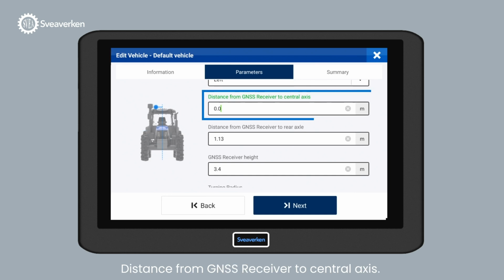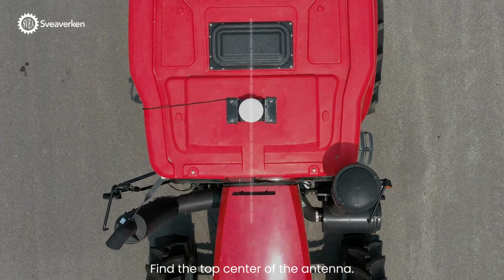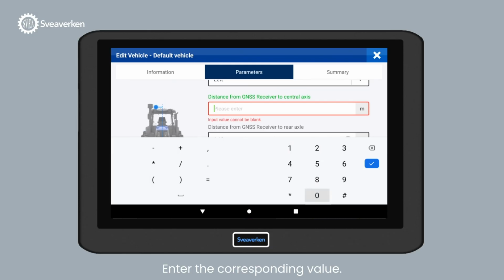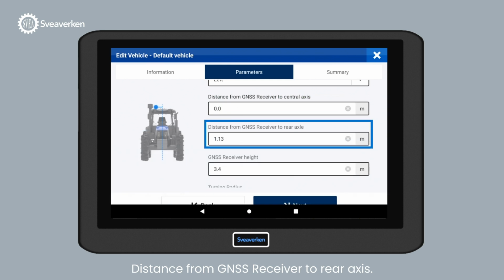Distance from GNSS receiver to central axis. Find the top center of the antenna. Measure the distance from the GNSS receiver to the center axis. Enter the corresponding value.